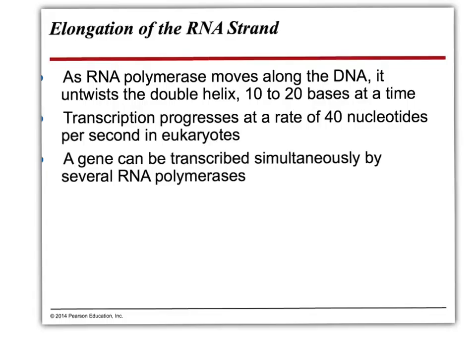All right? And in this case, also a gene can be transcribed simultaneously by several RNA polymerases. Why is that important? You can make many copies of the mRNA at once. Right? Make many copies of the mRNA, which then can lead to lots of protein produced later on in the cytoplasm. Okay?